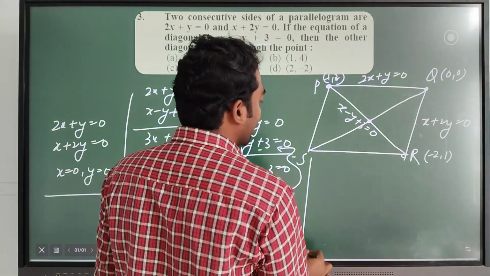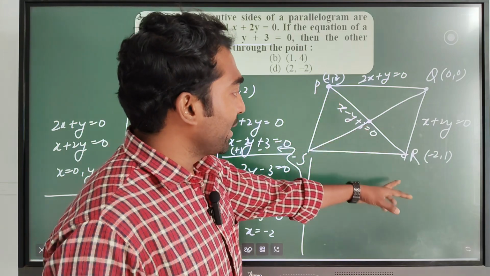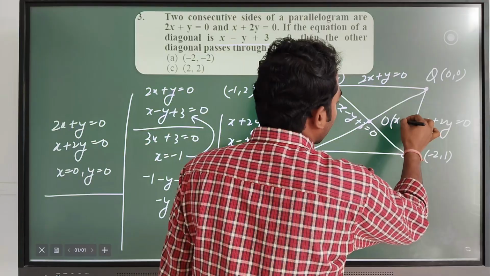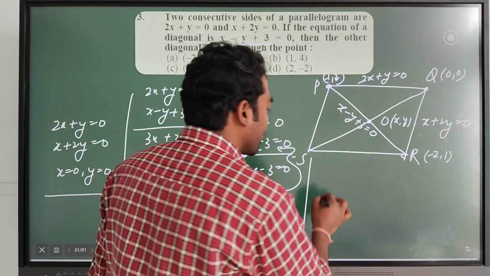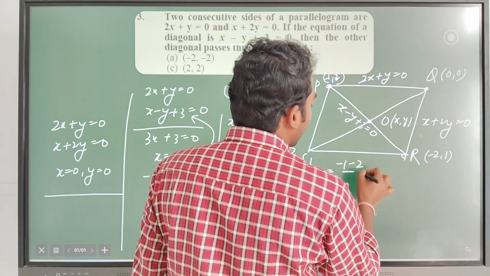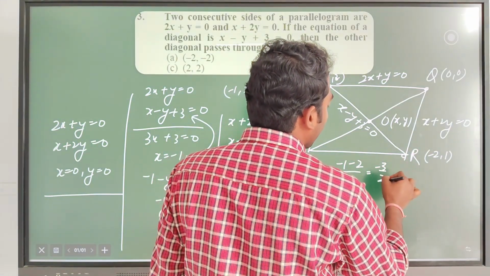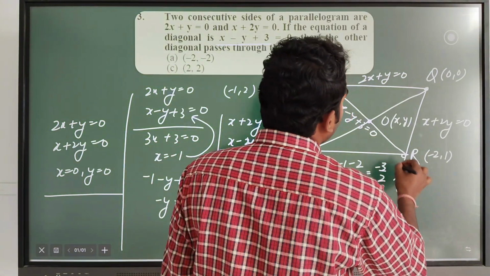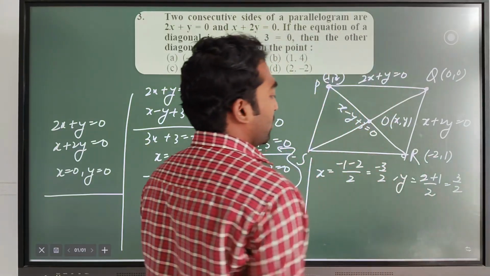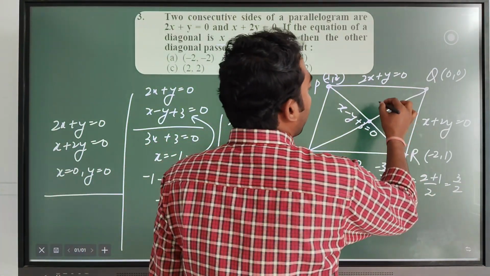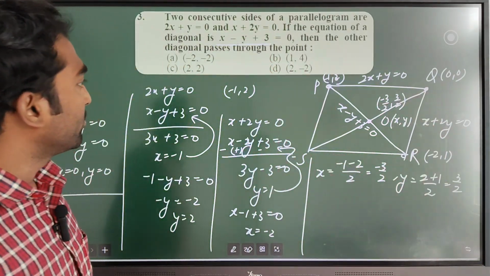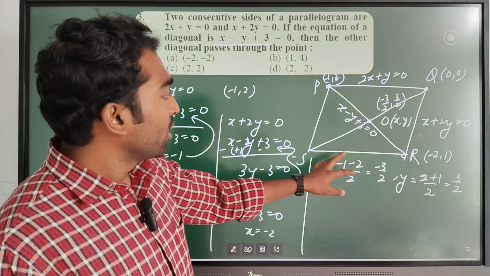So if we are using the concept of midpoint for PR, let us suppose this point be O, and the coordinate of O is x comma y. So x is equal to x1, which means minus 1, and minus 2 by 2, which means minus 3 by 2. And y is equal to 2 plus 1 by 2, which means 3 by 2. So the coordinate of O is minus 3 by 2 comma 3 by 2. Now this one will not be our option.